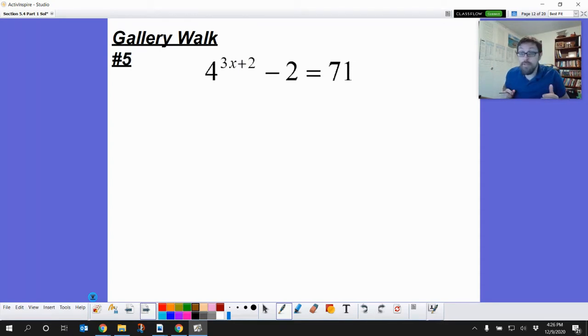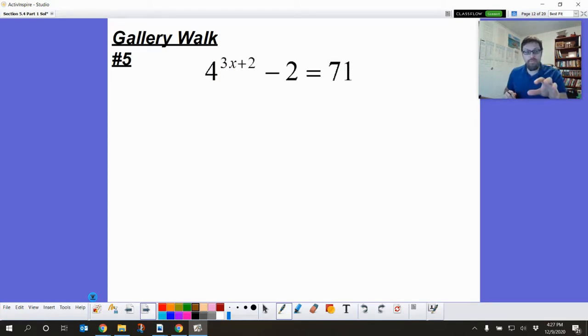All right. Here's another one. Can I get these bases to match? I've got a 4. That's 2 squared. 71. That is an odd number. So there's no way I can get that 71 to be a 2 to the somebody. So I want to take the ln of both sides.